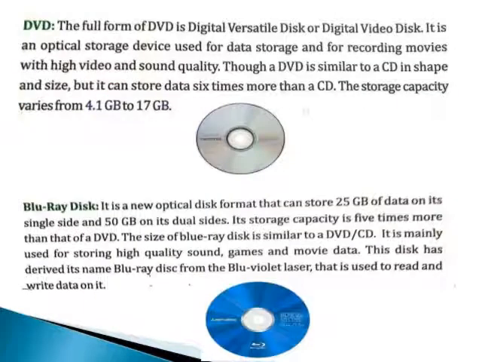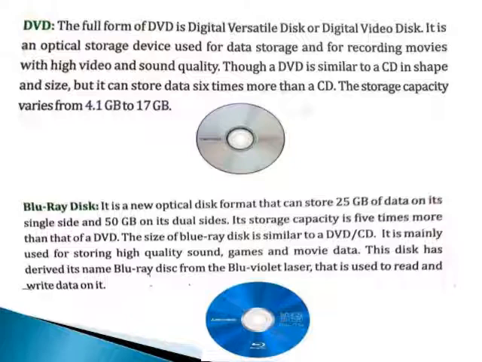DVD. The full form of DVD is Digital Versatile Disc or Digital Video Disc. It is an optical storage device used for data storage and for recording movies with high video and sound quality. Though a DVD is similar to a CD in shape and size, it can store data 6 times more than a CD. The storage capacity varies from 4.1 GB to 17 GB.